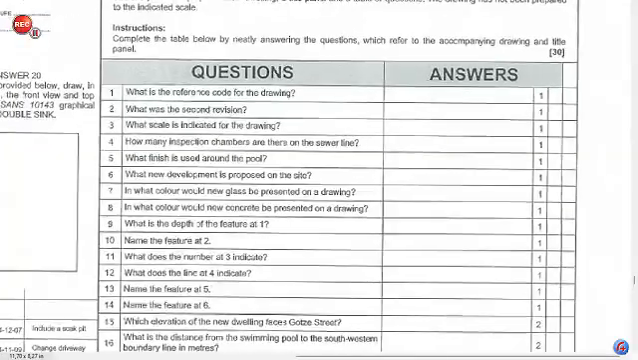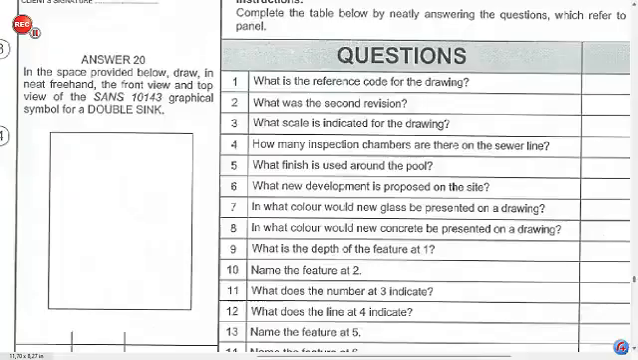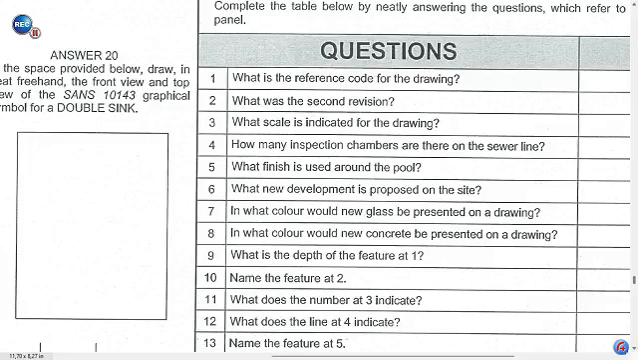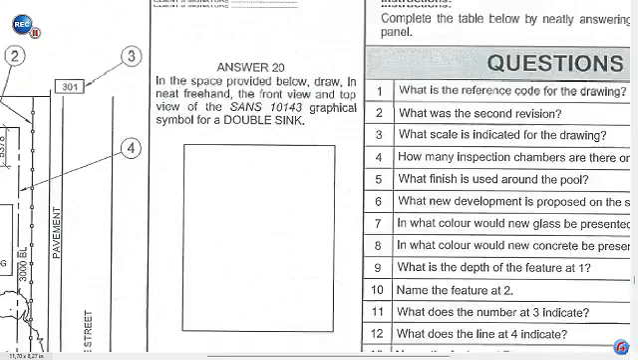Let's zoom in and look at question number 1. What is the reference code for the drawing? So right here at the bottom, 1VG 2014. If you look at number 2, what was the second revision? We go to the revision table, which we will find here, and we will see the first revision was the change of the driveway, and the second revision, that is the answer that we're looking for, where you have to include a soak pit.